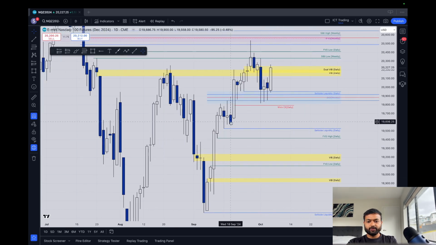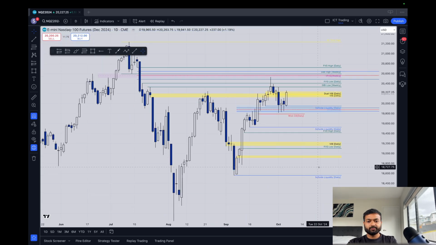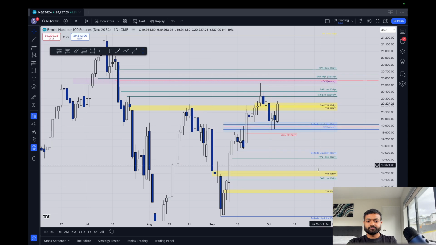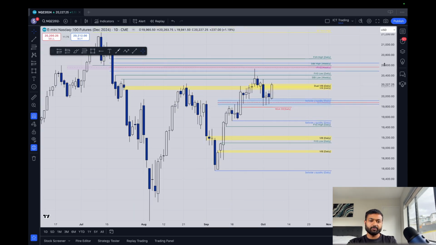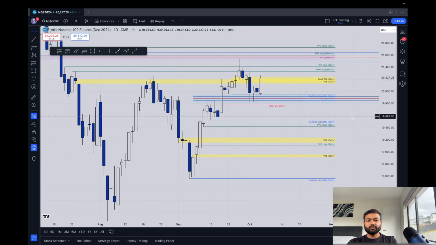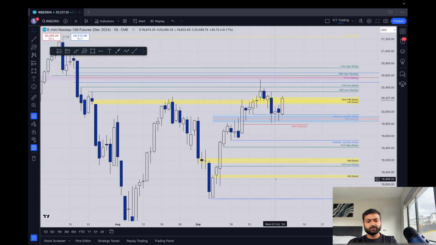And overall, if we go down here, we could possibly even just keep trading lower if we want to take out this liquidity before moving back up. We do have some time before the election, so yeah, that's definitely a possibility.